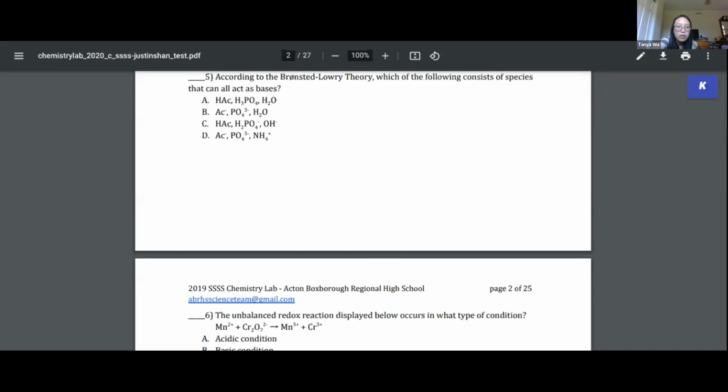Okay, phosphate, that can also be a base because it can accept protons in order to balance its charge. And water can also be a base because, as you remember, water is amphoteric, so it can be an acid or a base depending on the circumstances. And NH4 plus, that would be a proton donor and not an acceptor, so that would be an acid. So the answer to number 5 is B.